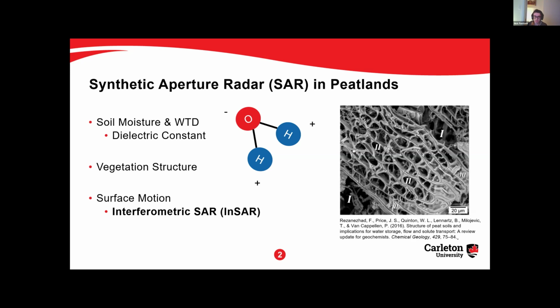And SAR is also sensitive to vegetation structure and also surface motion. And this is where interferometric SAR comes into play. So InSAR is a technique where you look at the differences in the path length of the radar in subsequent passes. And by comparing the distance that the wave has to travel and return to the satellite, you can see very small differences in ground motion. So in peatlands, people use this as a proxy for peatland conditions. There's the idea that healthy peatlands should oscillate, their surface rises and falls. But it's found that InSAR doesn't work in all peatlands.